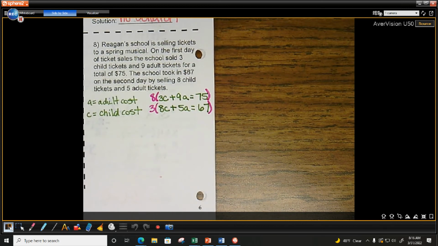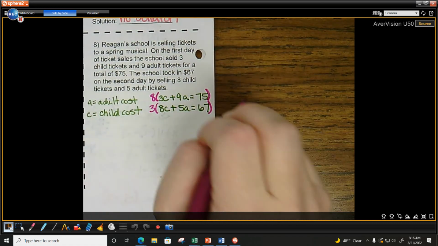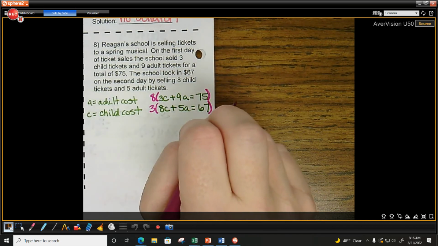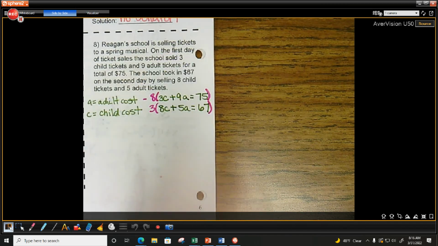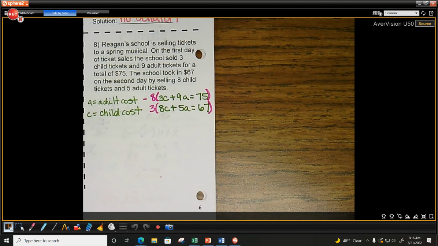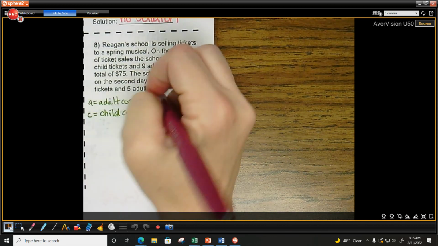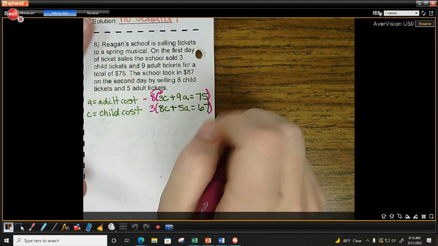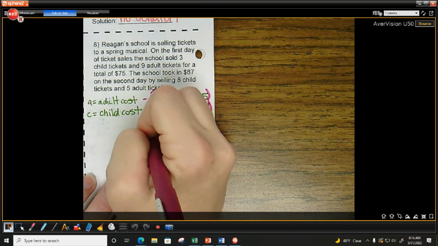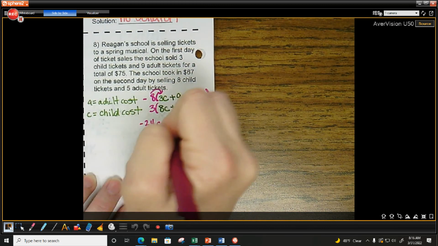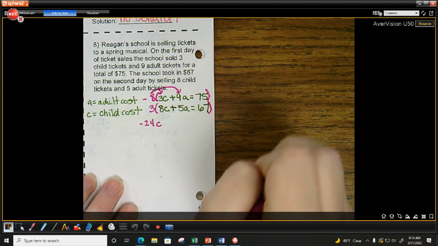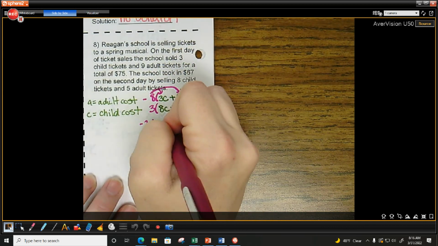One of them needs to be a negative. Does it matter which one I make a negative? Makes no difference. Y'all want to make the 8 or the 3? 8. Okay. Again, it matters none. What's negative 8 times 3C? Negative 24C. What's negative 8 times 9A? What's negative 8 times 75?